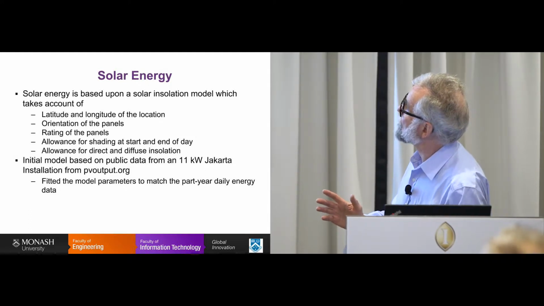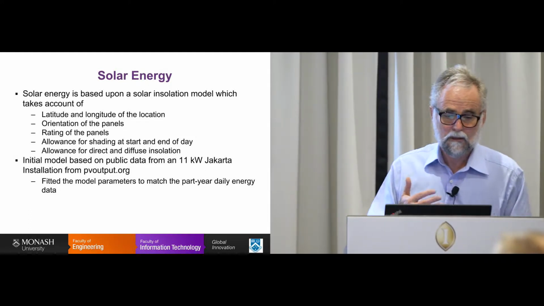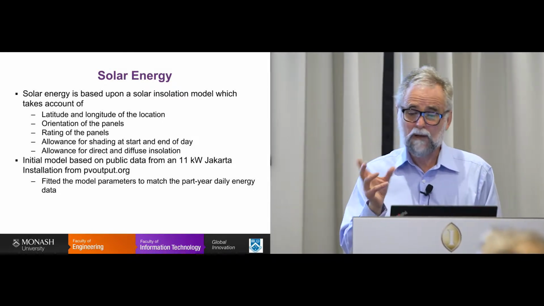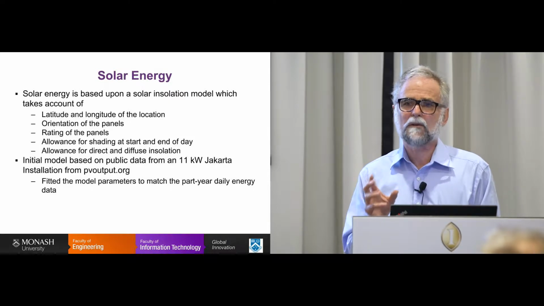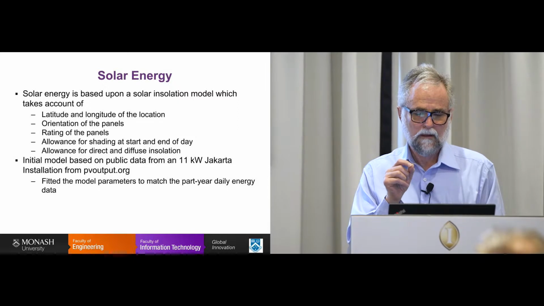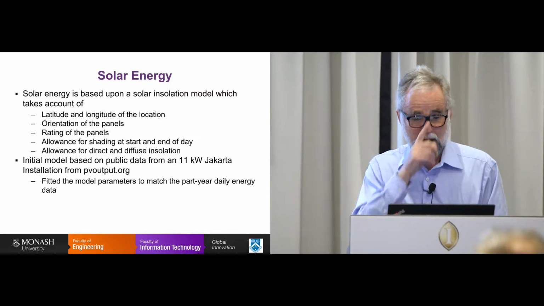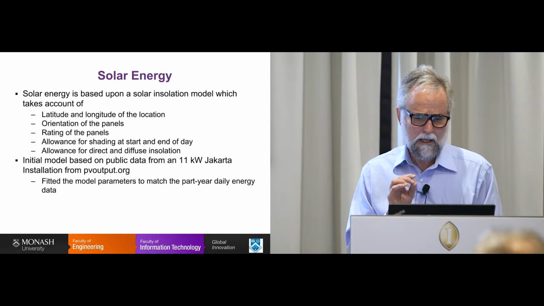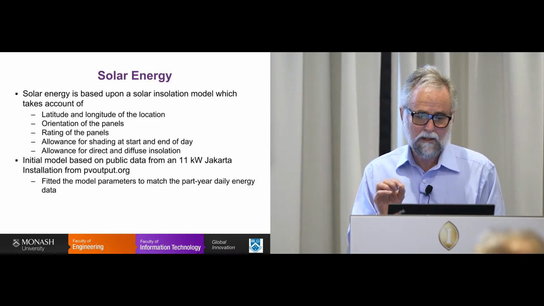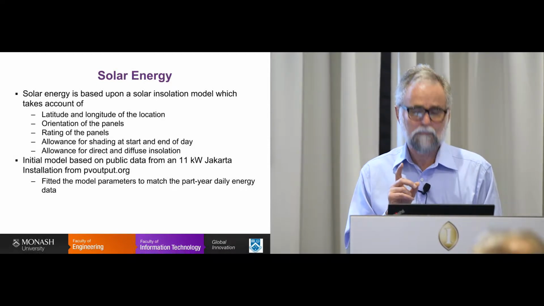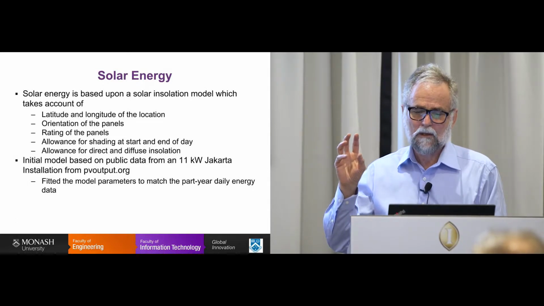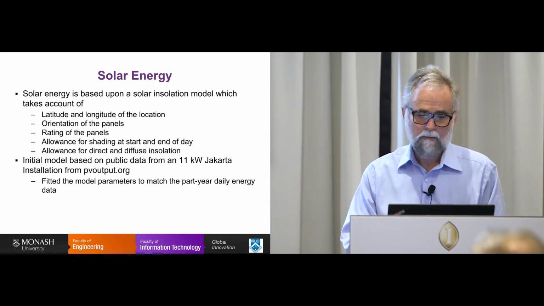The solar energy model is pretty straightforward, based on latitude, longitude, orientation and rating of the panels. I put in a bit of allowance for shading. I wasn't really sure how to do that. The trouble with shading is it's very specific to the location, so there was a bit of guesswork on that. And I allowed for the direct and diffuse insolation. I was able to find a site in Jakarta which had an 11 kilowatt system, and on pvoutput.org they publish the daily energy production. I'll explain how I used that in a minute.